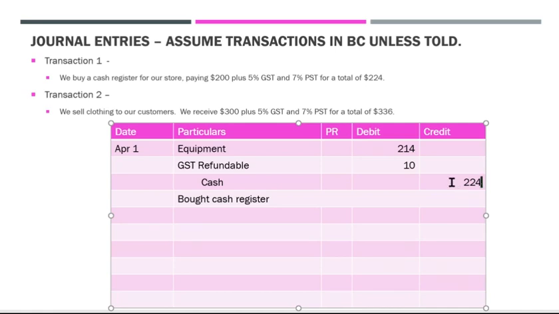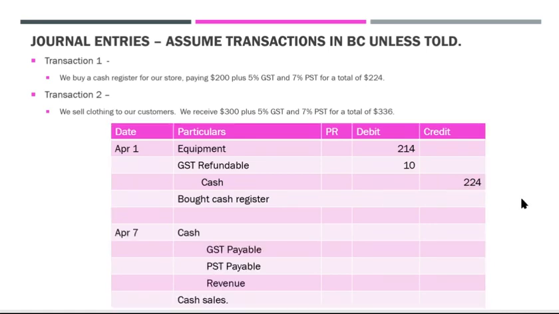Second transaction, we're going to sell clothing to our customers. We receive $300 and we are charging the customer 5% GST, 7% PST. The total we receive from the customer is $336. So I've set up the accounts here. We're receiving cash. We're receiving a total of $336 for everything. So I'll plug that in.